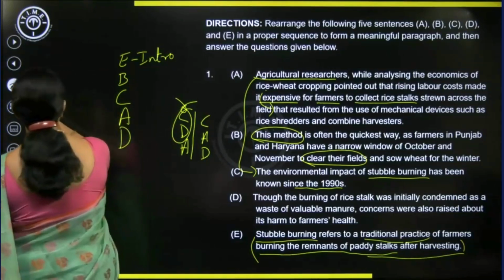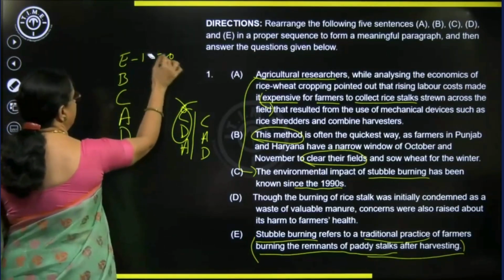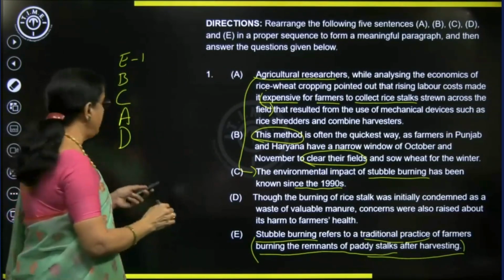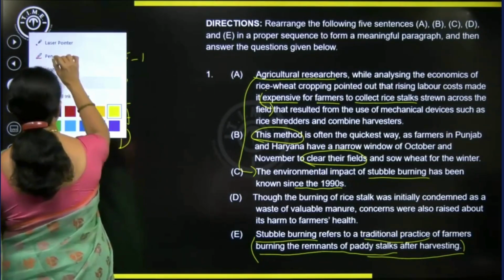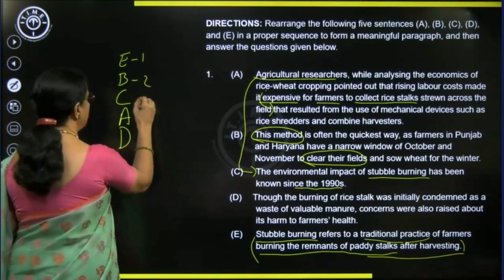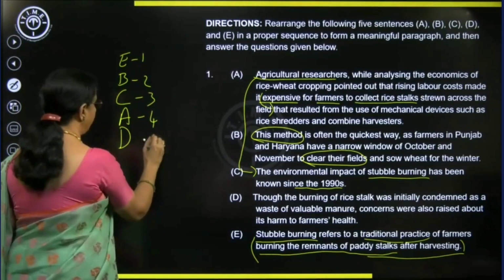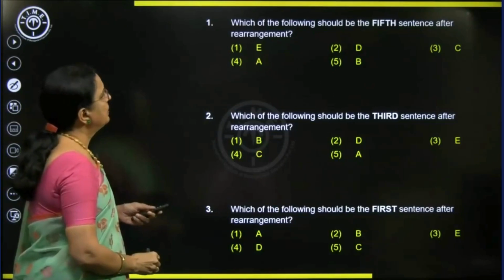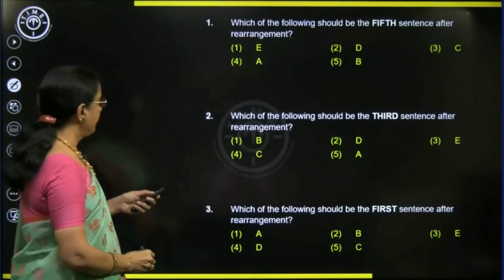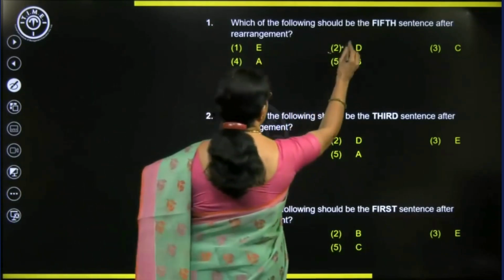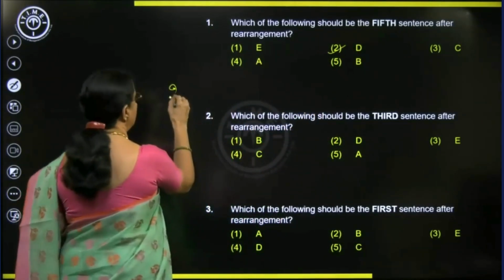So, what do we do next? We form the order. It makes sense, and then we should number the order to answer the questions easily, without any confusion. So, let's number this 1, 2, 3, 4, 5. Ready? Let's answer the questions. Which of the following should be the fifth one? Ready. Fifth one, D. So, where is D? 2 is our answer. So, you can write it here, 2.